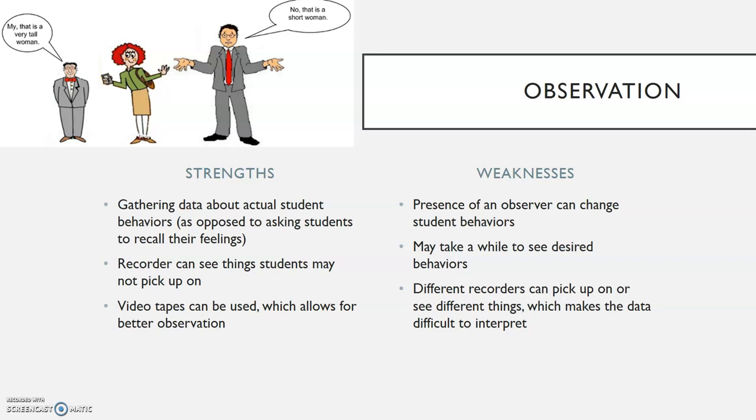Some weaknesses of observation is that the presence of an observer can change student behaviors. For example, even if I didn't announce anything to my students, if I was walking around with a notebook and writing things down as I was watching them, my students would pick up on that, and I do think that it would change their behavior. So you almost have to be very sneaky, and you don't want them to know that you have a videotape set up, because that would definitely change student behaviors.